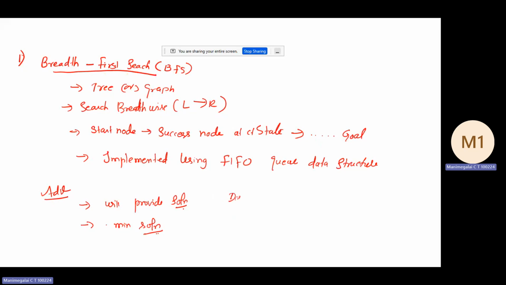And coming to the disadvantages, it requires a lot of memory because it is storing all the nodes in the traversal, all the successive nodes, and it expands to the next level until it reaches the goal node. So it requires a lot of memory, and BFS also needs a lot of time to reach the solution. So both memory and time are required for this breadth first search algorithm. I will explain this with an example, so you'll have a better understanding.